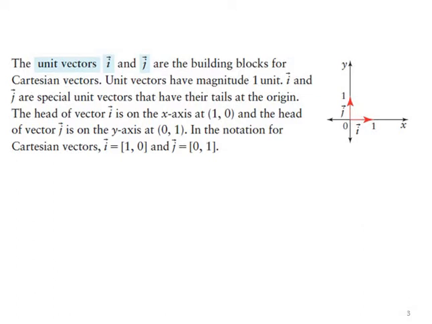i and j are special unit vectors that have their tails at the origin, and the head of vector i is on the x-axis, which is (1, 0), and the head of the vector j is on the y-axis, which is (0, 1). In the notation for Cartesian coordinates, i is [1, 0], and j is [0, 1]. Later on, we will see in 3D, or 3 dimensions, we have i, j, and k. Vector k is going to be in the z direction. And in that case, unit vectors i, j, k: i means [1, 0, 0], j means [0, 1, 0], and k means [0, 0, 1].